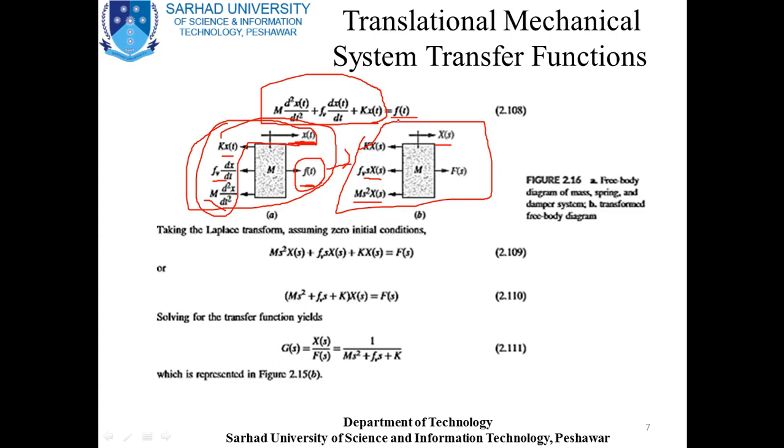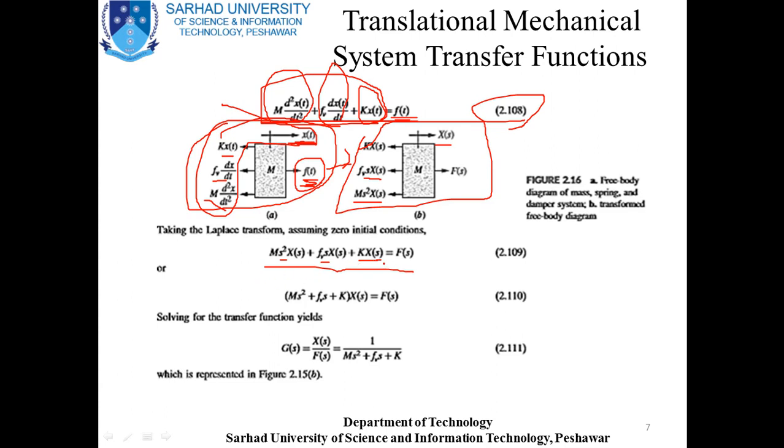So you see that f of t is equal to the force on the mass, the force on the damper, and the force on the spring. These three forces will result in the total force, that is f of t. So we have written this formula, equation 2.108. Now if you take the Laplace of this equation, the double derivative becomes s square, the single derivative becomes s, and where there is no derivative, it is represented as it is.